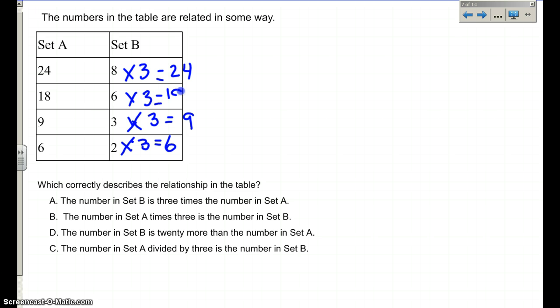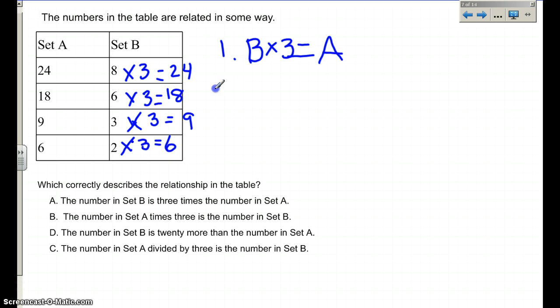So I'm going to go ahead and write my first sentence with what I just did. Okay, write my sentence. What is this? I took the number in set B, so I'm just going to put B. What did I do with that B? That 8. I multiplied times 3. B times 3 is or equals the number in set A. Okay, that's one way to solve our problem.